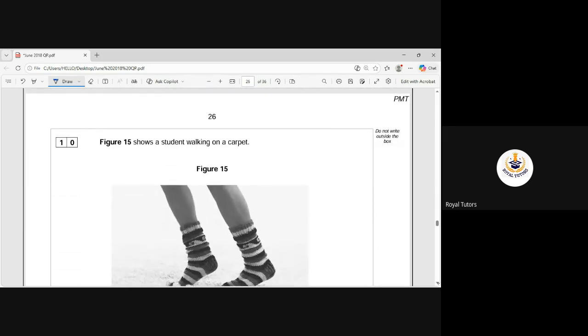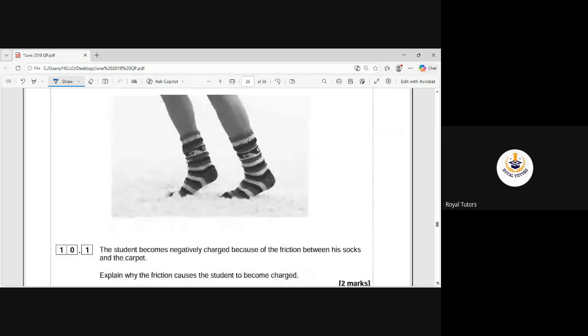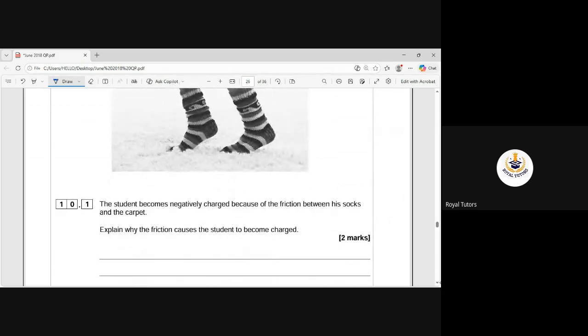Figure 15 shows a student that is walking on a carpet. The student becomes negatively charged because of the friction between his socks and the carpet. They say, explain why the friction causes the student to become charged.